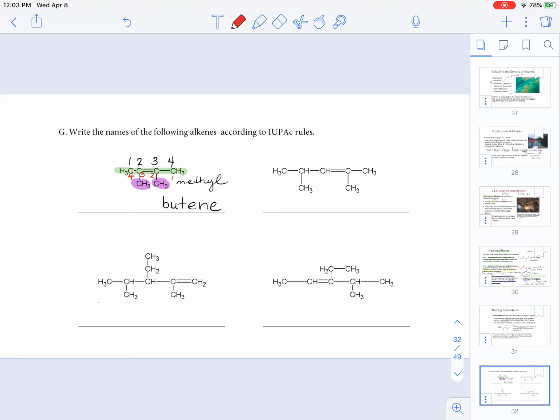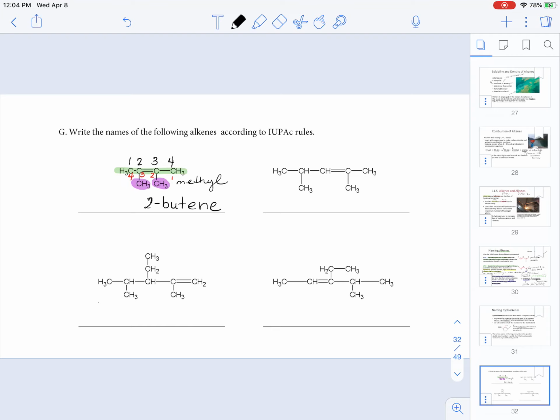Now, understand that we have to give the location of the ene in this molecule. So when it comes to this, we need to place the location of the first carbon in this carbon-carbon double bond, and that's a 2.